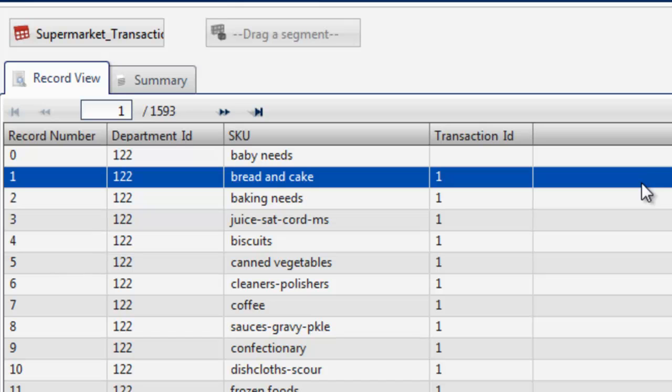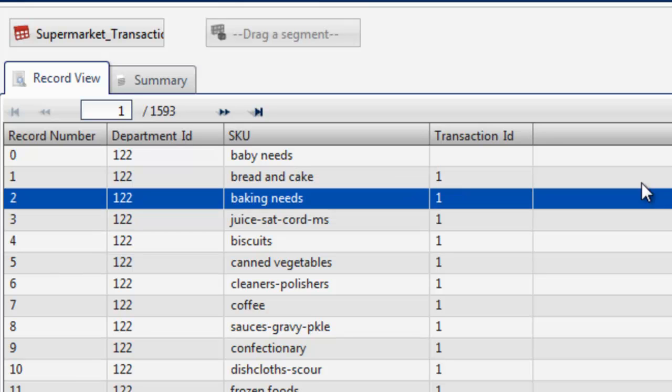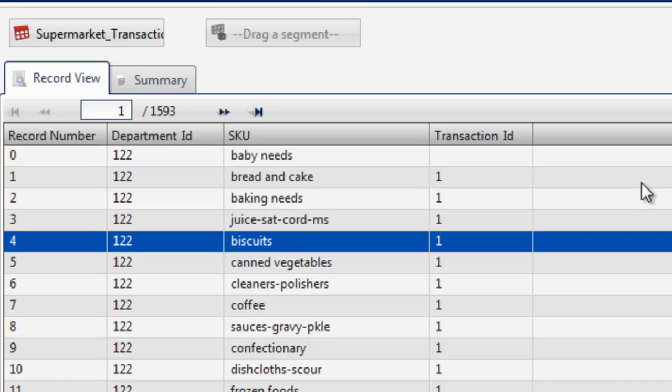In one transaction, for example, you can see a transaction with bread, bacon needs, juice, biscuits. You'll notice that it's a mix of different product hierarchies, some higher up, such as baby needs, bacon needs, and some very specific products like coffee. This mix of product hierarchies does mean that it can lead to some trivial association rules, like if someone buys potatoes, then they buy vegetables.